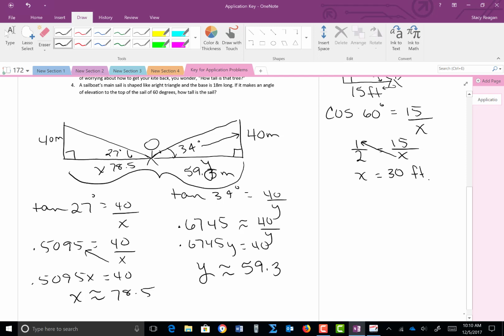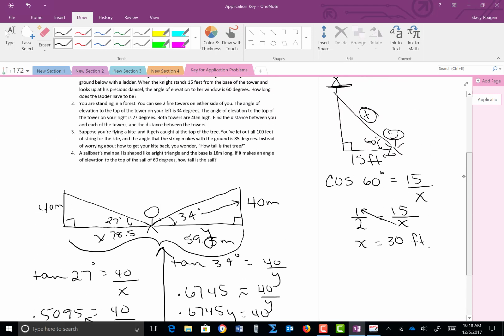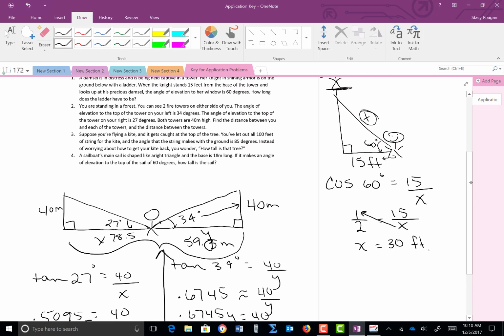So if I add those two together to answer the last question, 78.5 plus 59.3 comes out to 137.8 meters. So that's this. That answers all three questions in that one. So let's go to question 3.